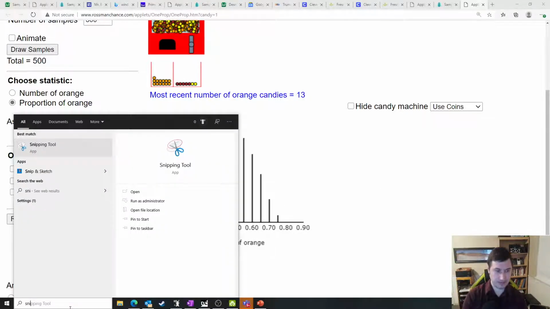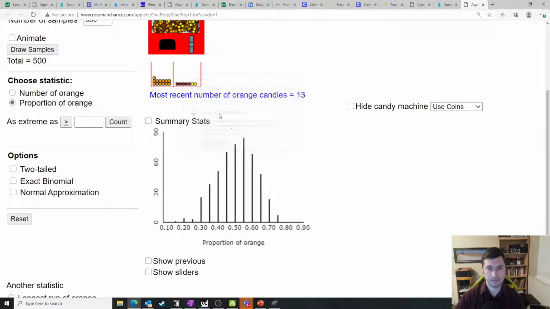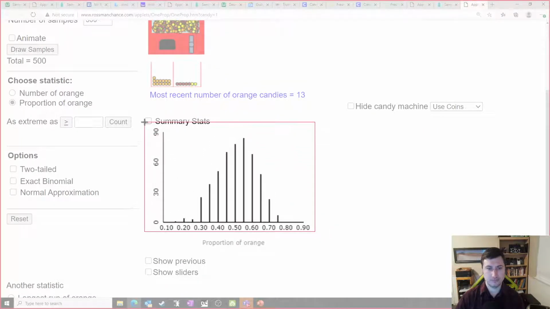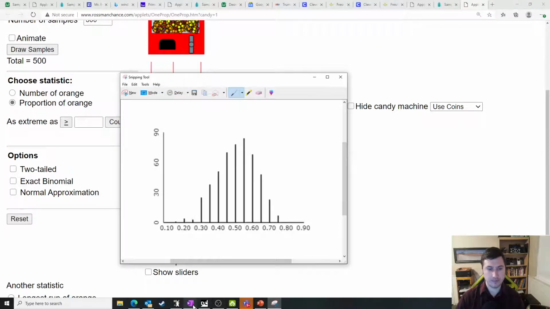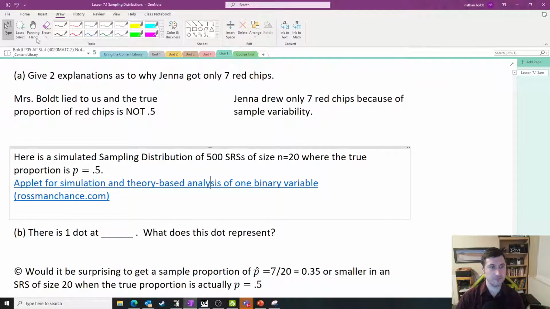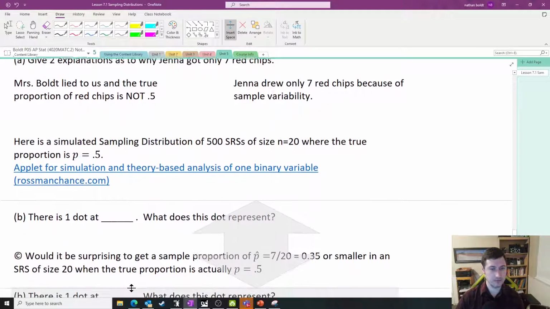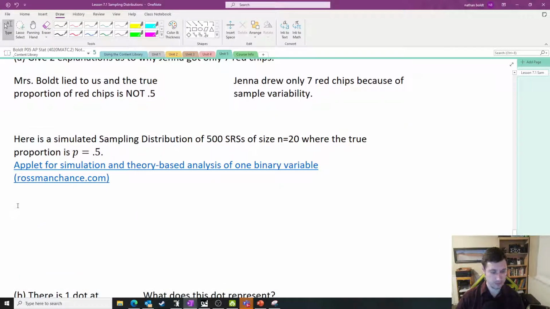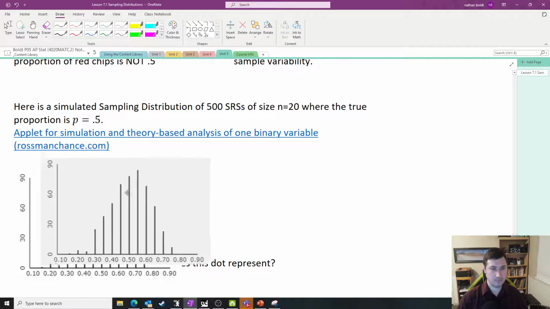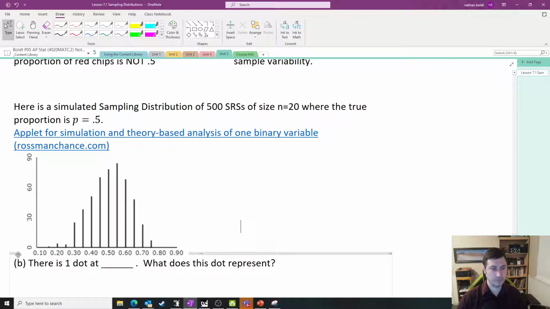Let's snip that, and put that in the OneNote for us. That way when I push this out to you, you'll get a nice complete picture. There we go.